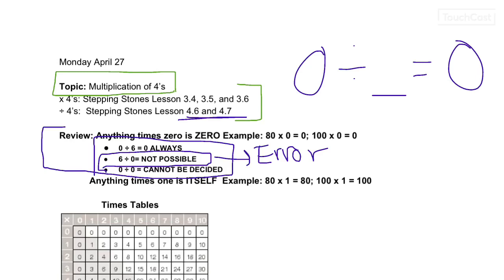The same thing, if you try to type 0 divided by 0 into a calculator, the book says cannot be decided, but it should give you another error sign. And it does. You can check it if you'd like. You just can't do it this way. The only way you can do it is if the 0 is in the front. So just something to understand, and we're going to keep moving forward.